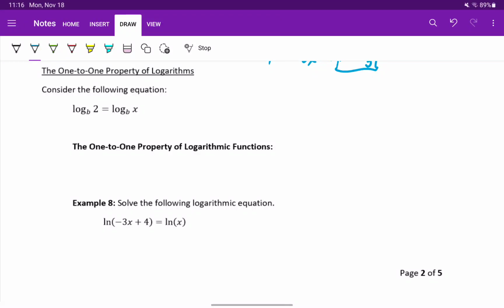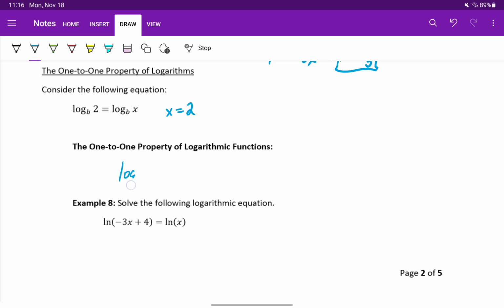Next, we want to look at using the one-to-one property of logarithms, which is very similar to the one-to-one property for exponential expressions. If we have the log base b of 2 set equal to the log base b of x, the only way that can be true is if x is equal to 2. Because inserting x equals 2 would make the two sides of that equation exactly equal to each other.